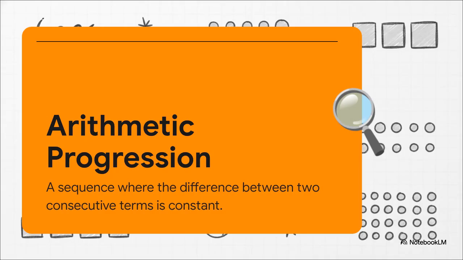So the crucial point to take away is this formal definition right here. An arithmetic progression, which we commonly call an AP, is a sequence where the difference between any 2 consecutive terms is always constant. What does that mean? It means if you take any term, let's call it Tn plus 1, and subtract the term exactly before it, Tn, that resulting difference must not change anywhere in the sequence. It remains absolutely rock steady.